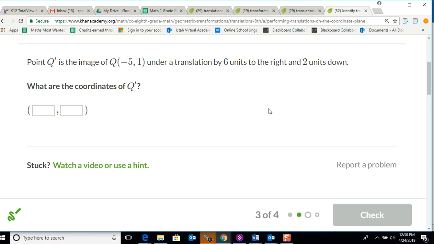Okay, so for the next question, this is question number 6 on your piece of paper. It says, the translation of point Q is the image of Q at negative 5, 1 under a translation by 6 units to the right and 2 units down. So if we take negative 5 and we move 6 units to the right, that means we're going to add 6. So negative 5 plus 6 would be a 1. And if we take the 1 and we move 2 units down, that's going to be 1 minus 2, which is a negative 1.